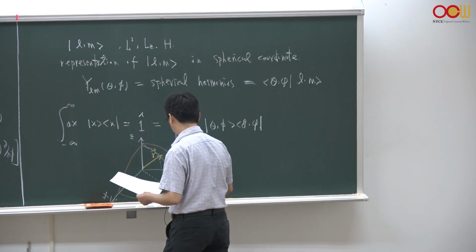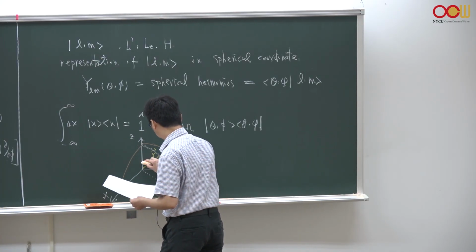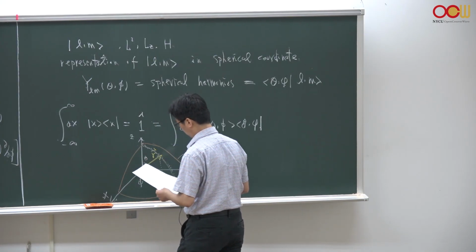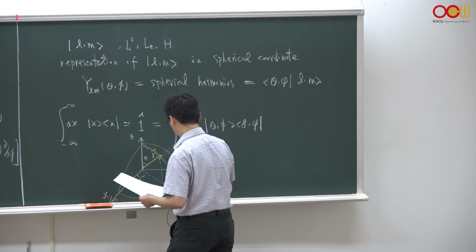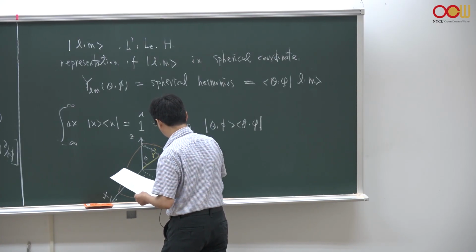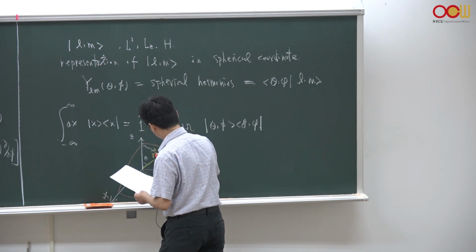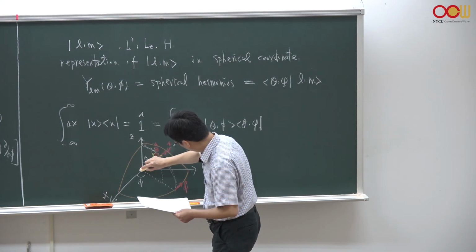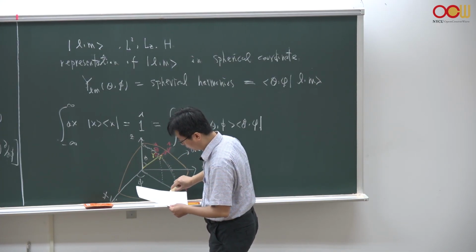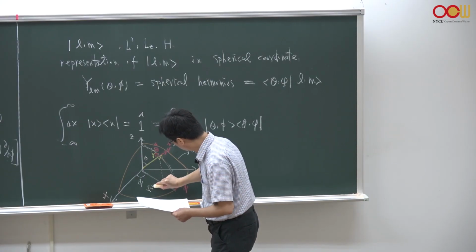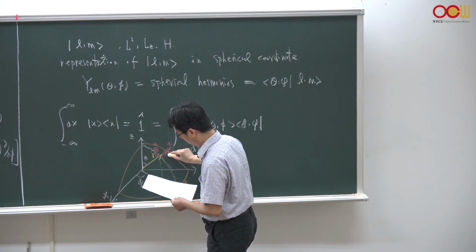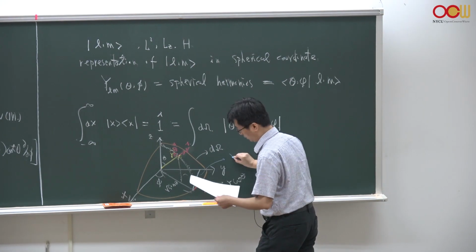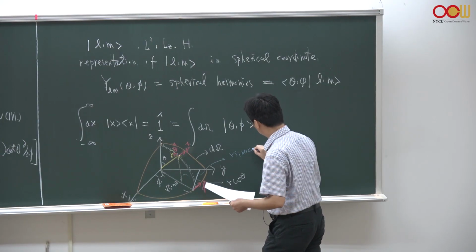And let me just write it down right here. So this is theta, and this is phi, and this is r. Okay, so you can very easily calculate the length of this projection. For example, this is r sine theta. This will be r cosine theta. This will be r sine theta cosine phi.